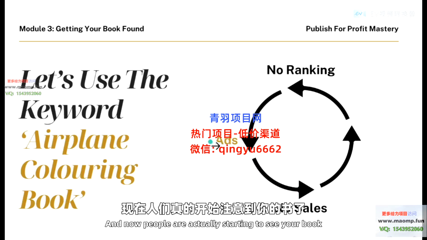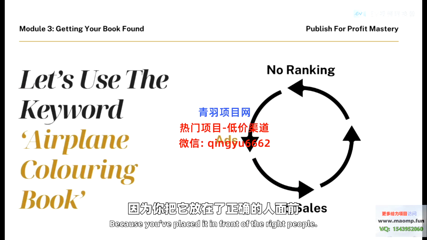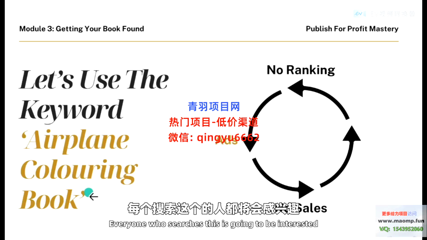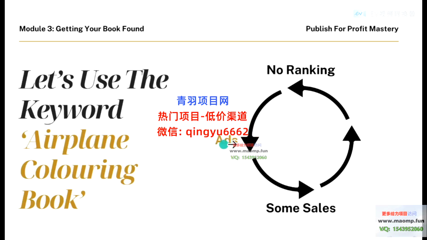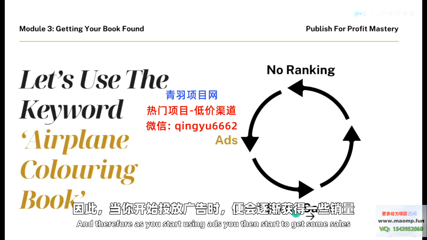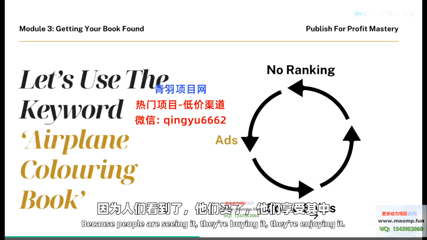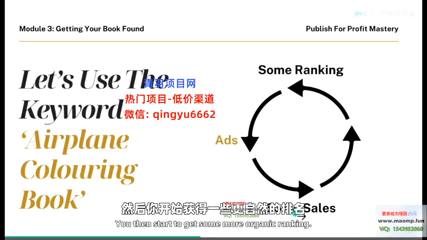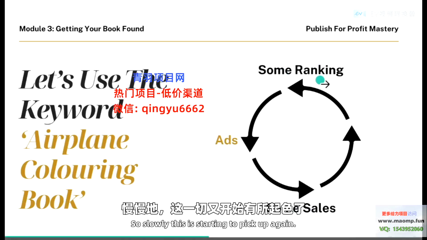And now people are actually starting to see your book because you've placed it in front of the right people. Everyone who searches this is going to be interested in your airplane activity book. And therefore, after you start using ads, you then start to get some sales because people are seeing it, buying it, enjoying it. And then as you start to get some sales, you then start to get some more organic ranking. So slowly this is starting to pick up again.